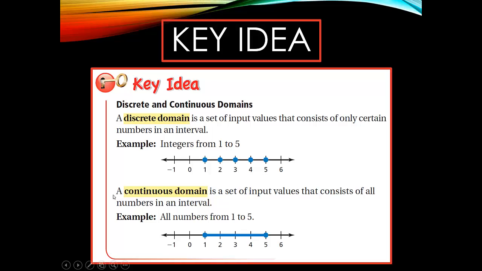A continuous domain is a set of input values that consist of all numbers in an interval. For example, we can do all numbers from 1 to 5. So this would be all of our numbers from 1 to 5, which includes the numbers in between 1 and 2, 2 and 3, 3 and 4, and 4 and 5. So again, this was all the numbers from 1 to 5.